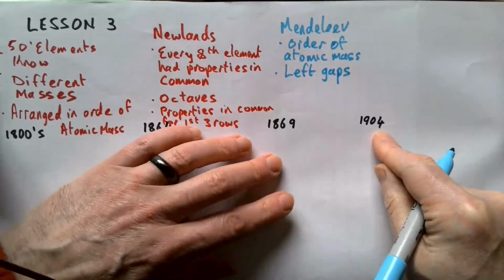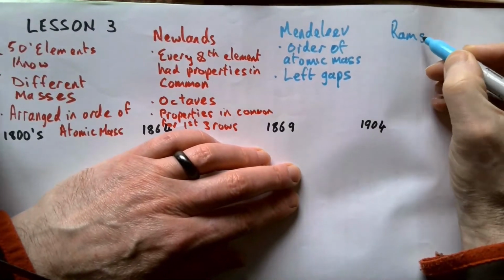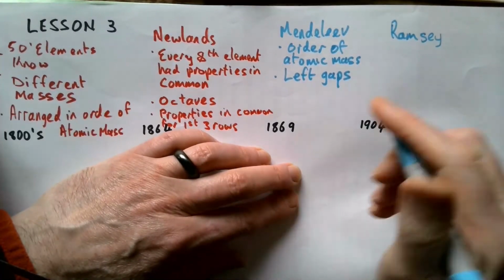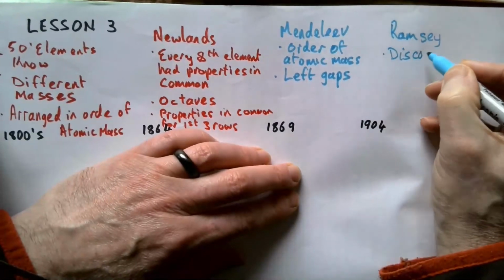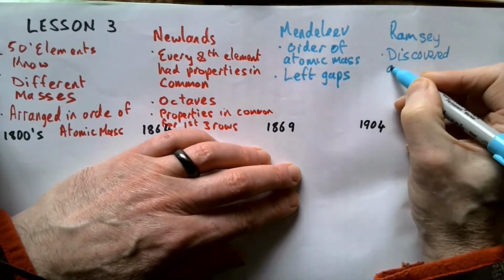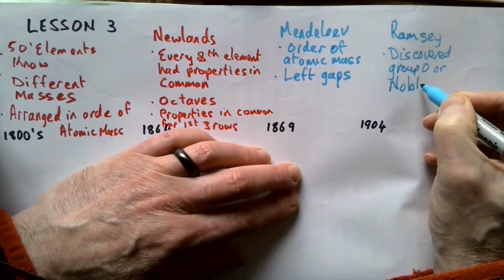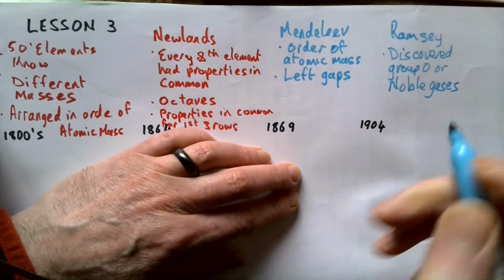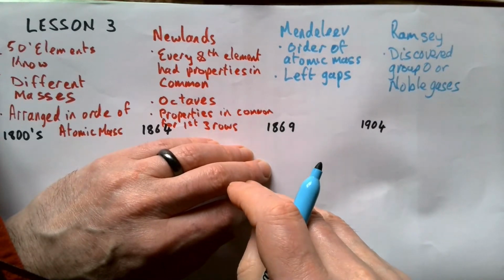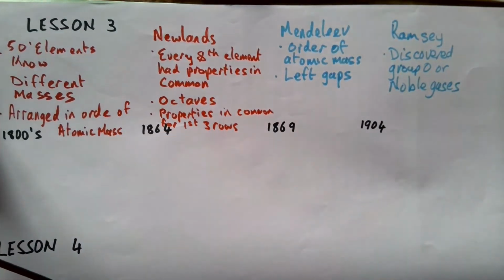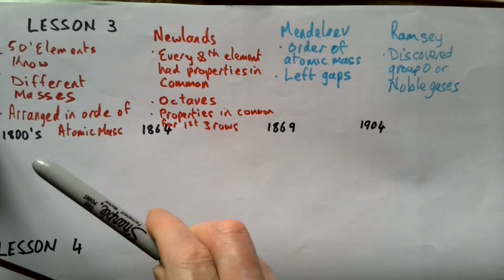Then in 1904 we have William Ramsay, and he discovered the noble gases, a new group, group 0. These took so long to be discovered because they are very unreactive. Argon makes up 1% of the air that we breathe in, and we don't know it's there because it's so unreactive. So that is the development of the periodic table. That's the information you need.